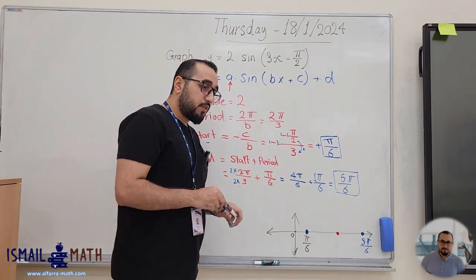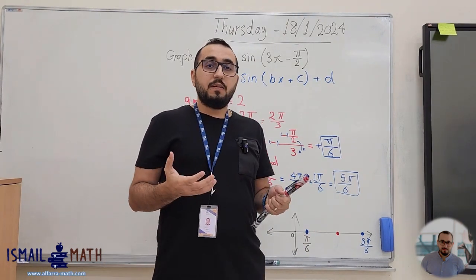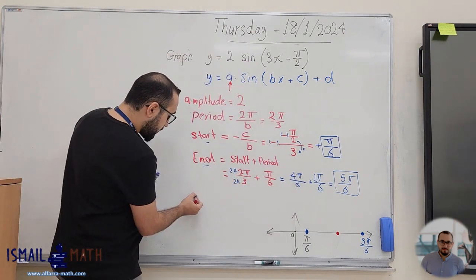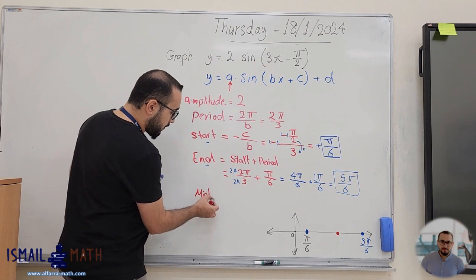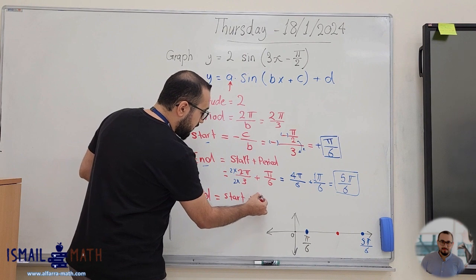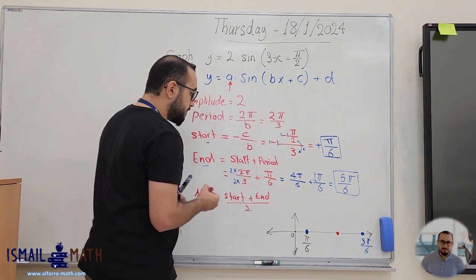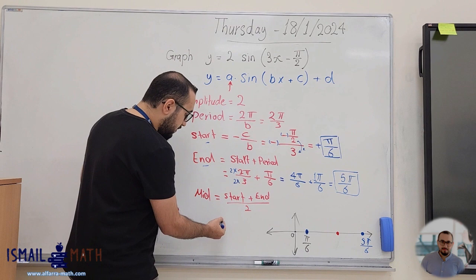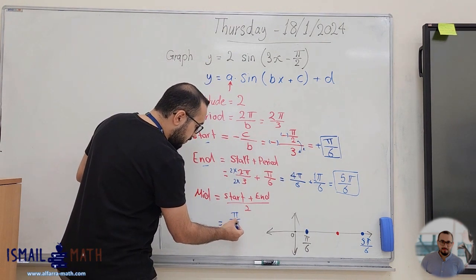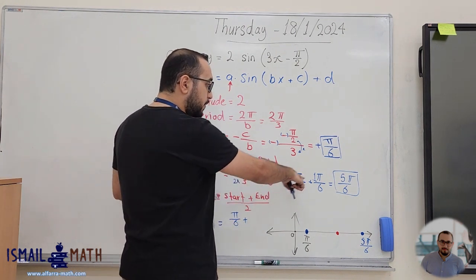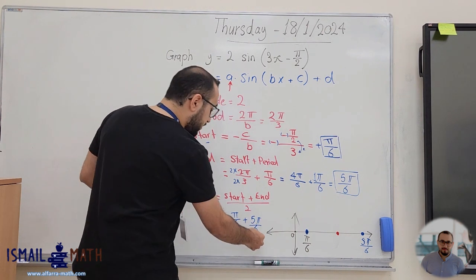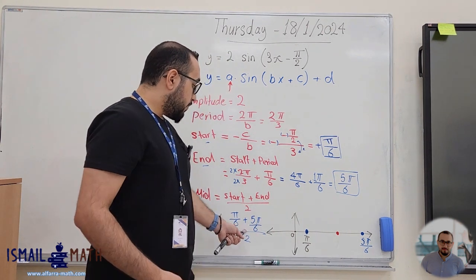How can I find the middle point? We know that any middle point can be found by the start plus the end divided by 2, which is the average. So the middle point is the starting point plus the ending point, divided by 2. Let me write here: the start point is pi over 6 plus the ending point, 5 pi over 6. Both of them are divided by 2.